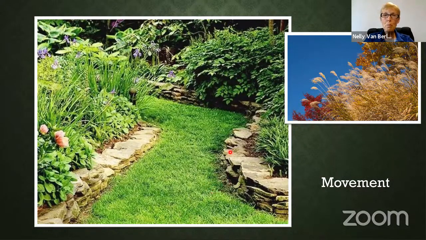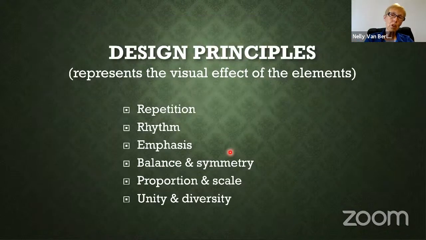So now the principles, and this, remember I said, is how all the elements that we just talked about are used in your garden to give a visual effect. And the principles we talk about are repetition, rhythm, emphasis, balance and symmetry, proportion and scale, unity and diversity.